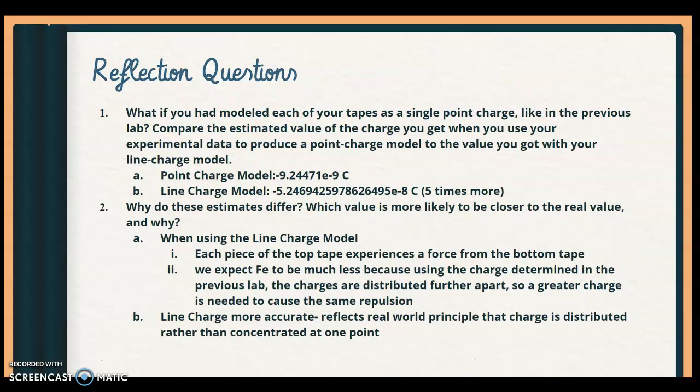When using a line charge model, each piece on the top tape experiences a force from the bottom tape. We expect Fe to be much less because, using the charge determined in the previous lab, the charges are distributed further apart, so a greater charge is needed to cause the same repulsion. The line charge is more accurate as it reflects a real-world principle that charge is distributed rather than concentrated at one point.